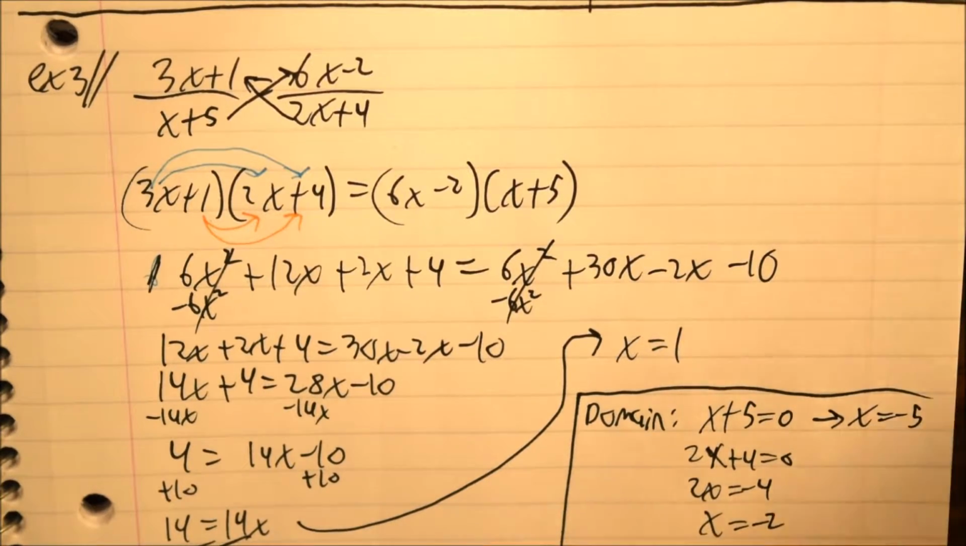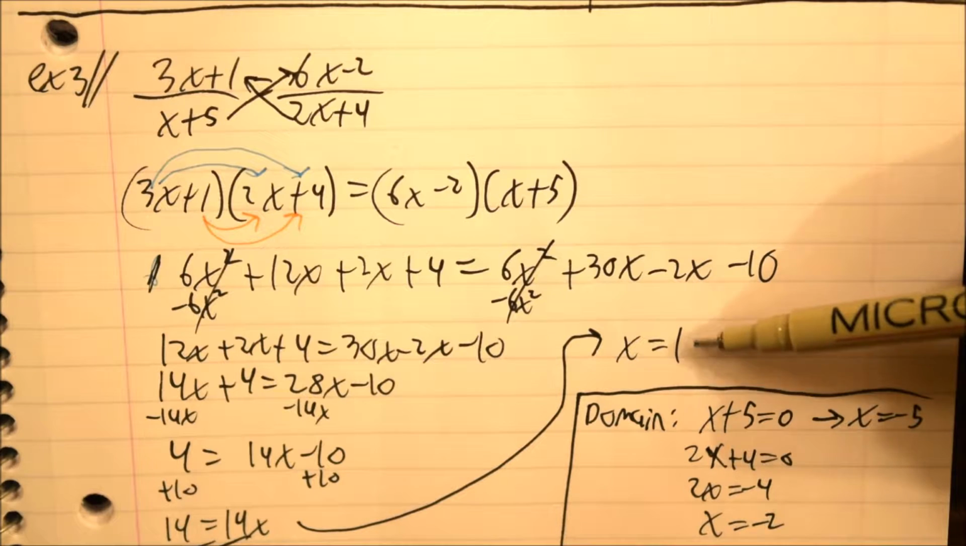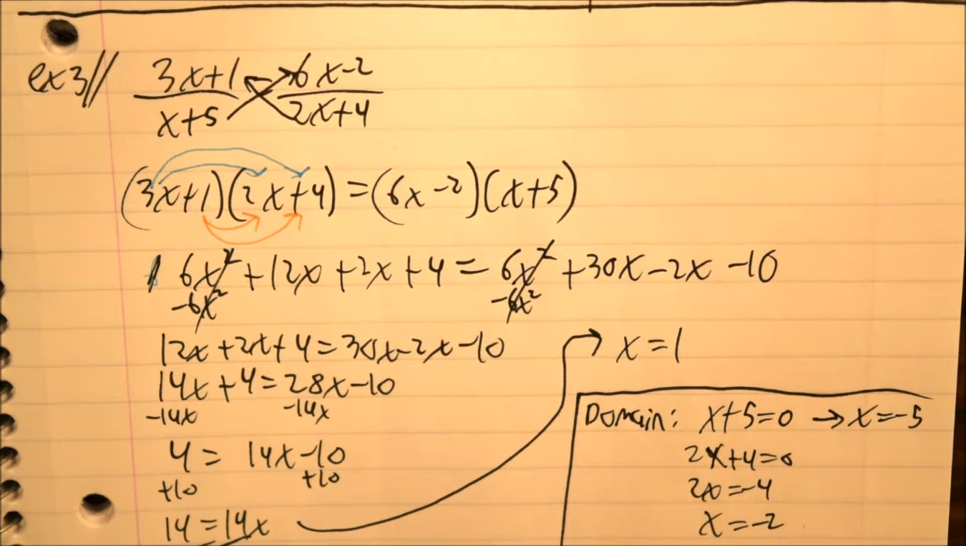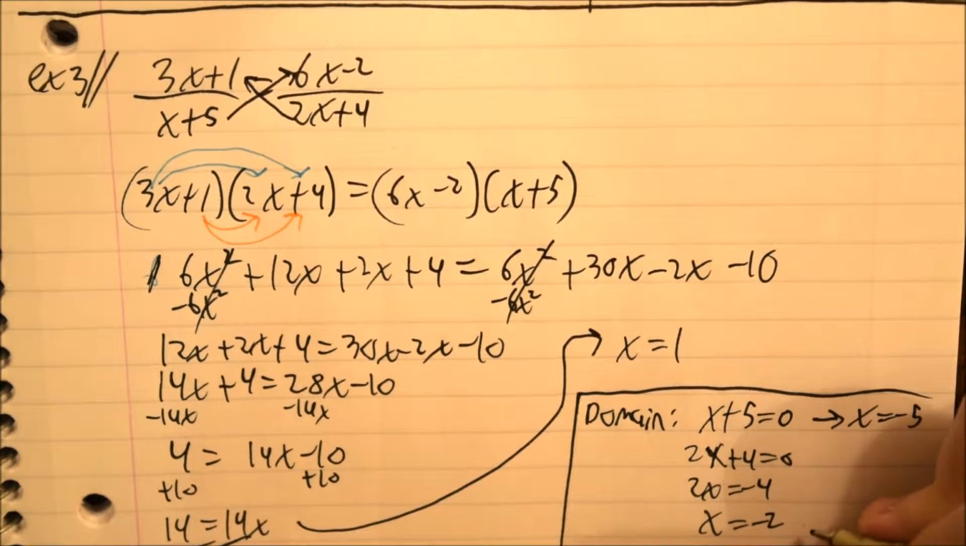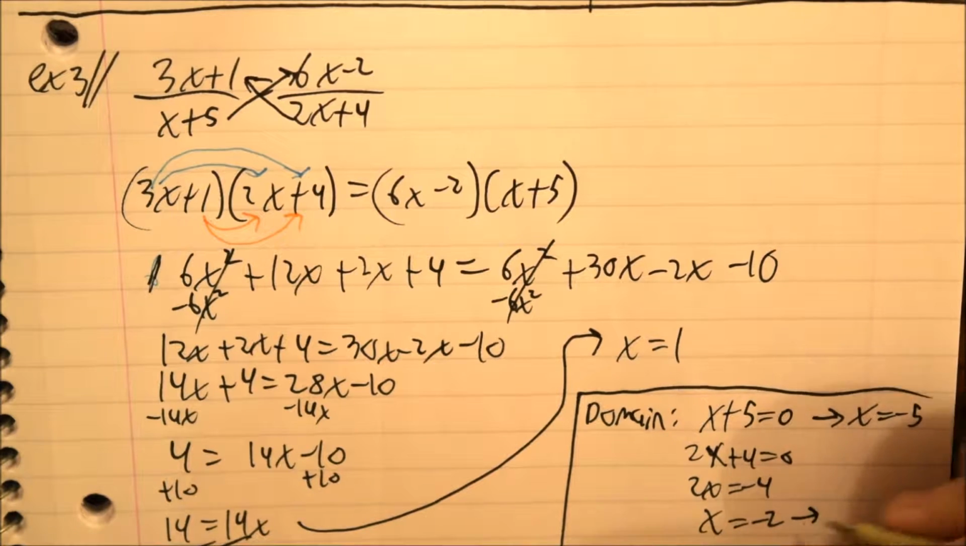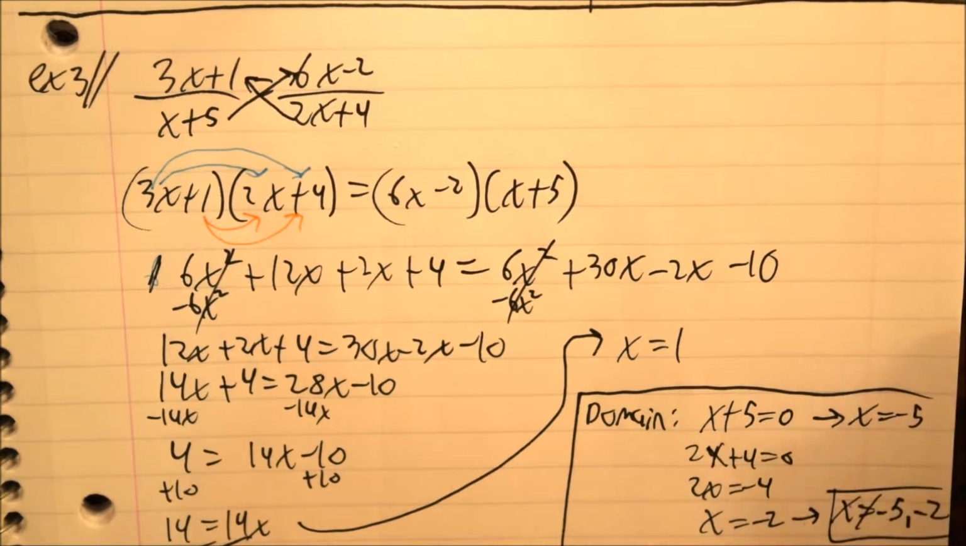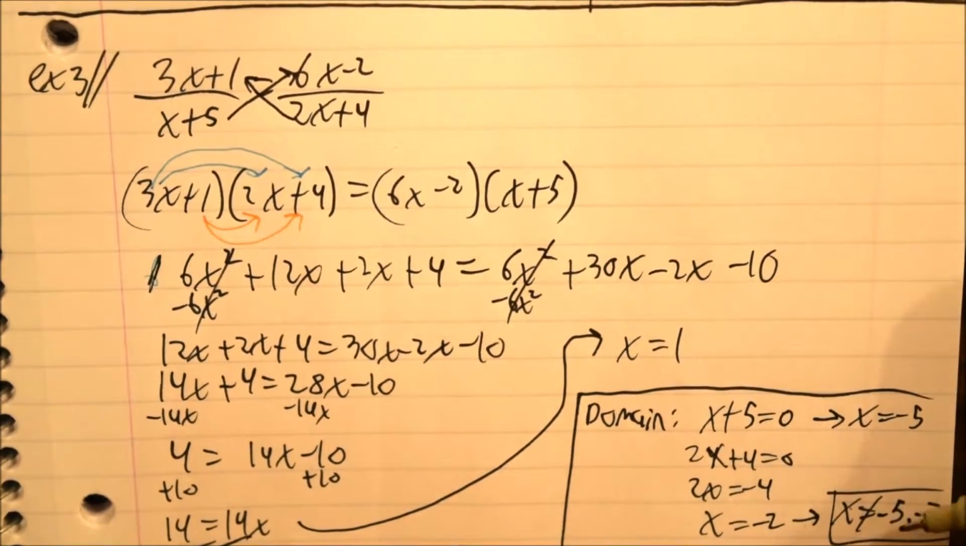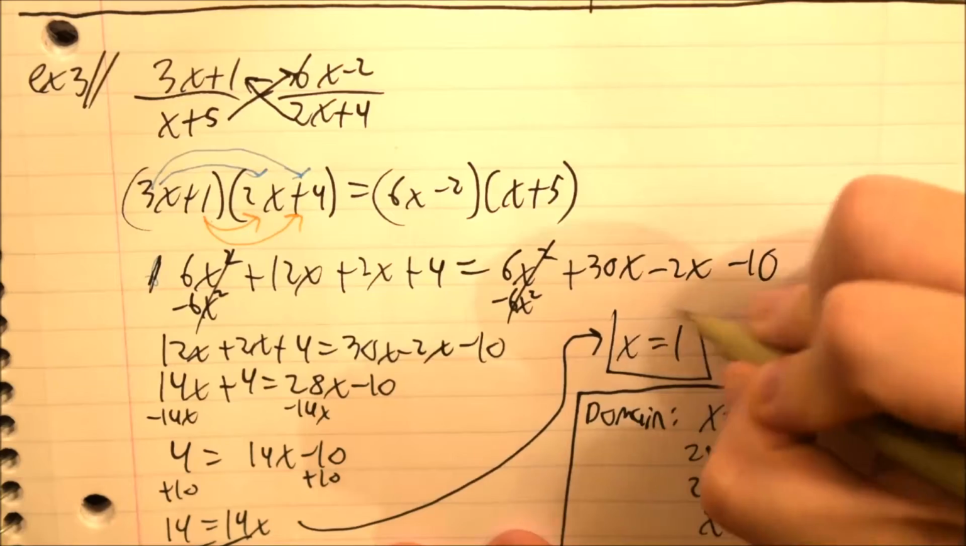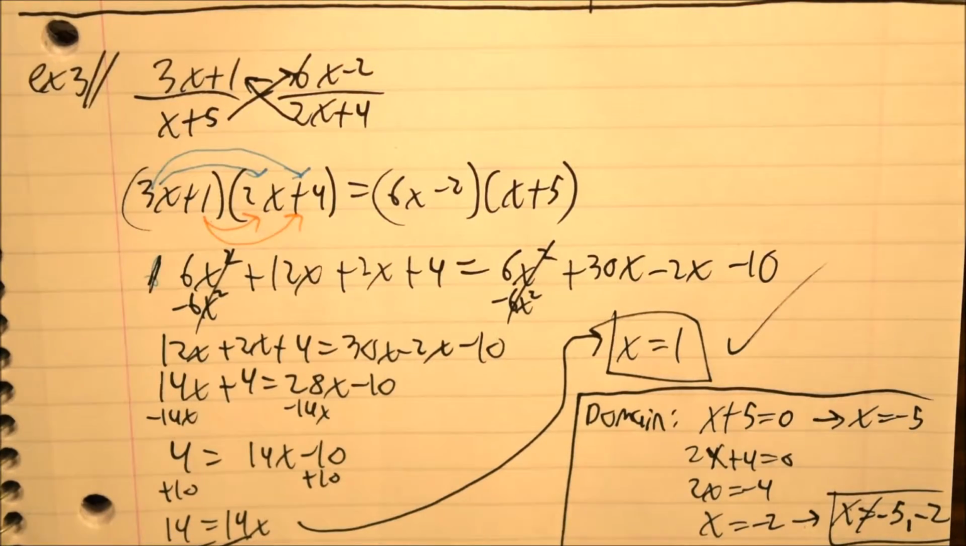Now I look at my answer, I got x equals 1. So this gives me that x does not equal negative 5 and negative 2 is the domain down here. Now look at my answer, I got x equals 1. Well, that's not negative 5 or negative 2, so this is indeed my solution to this equation.